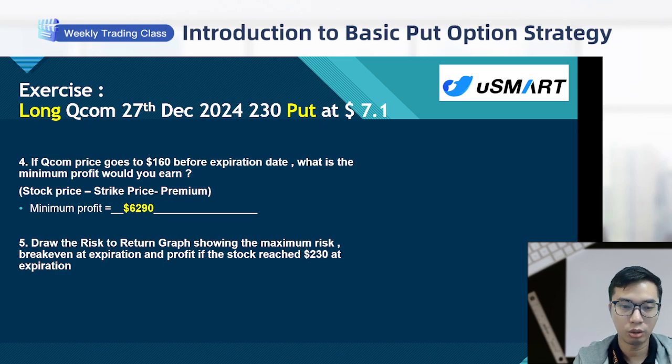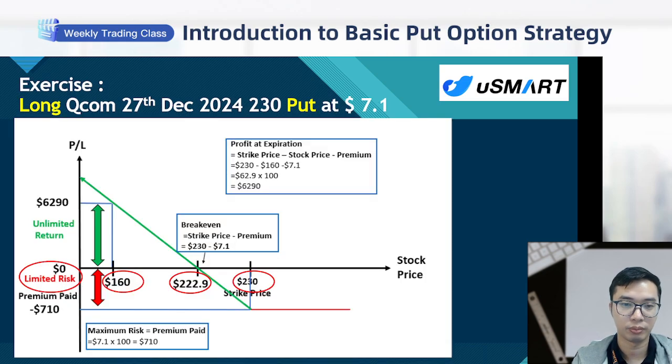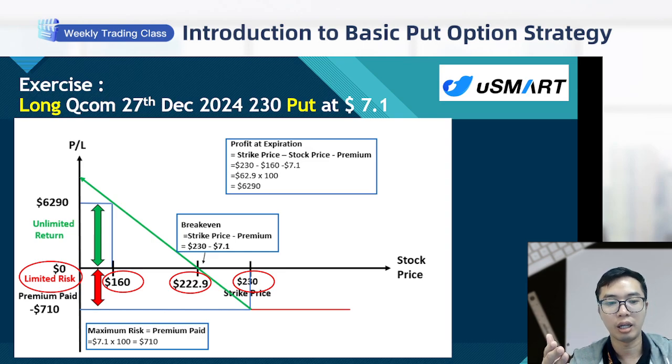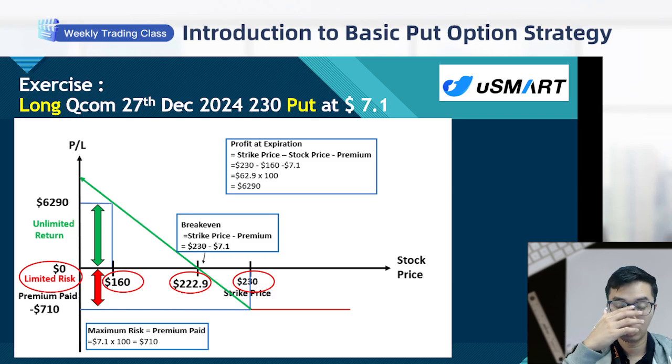So next, draw the risk-return graph showing the maximum risk. So it's the same. We start with the strike price, then we minus the premium, and below this price, which is 222.9, you only start to earn money. So here your maximum risk will be 710, and then when it drops to 160, your returns will be 6,290. So it's very easy, right?